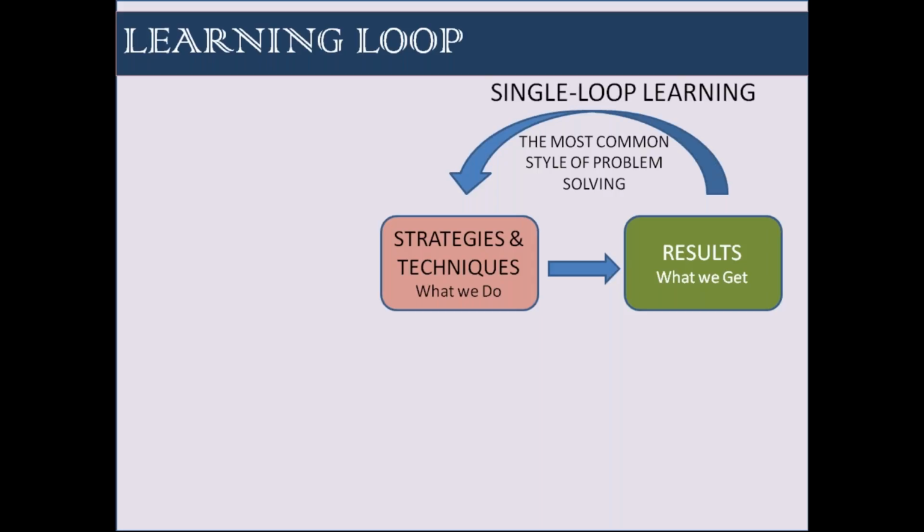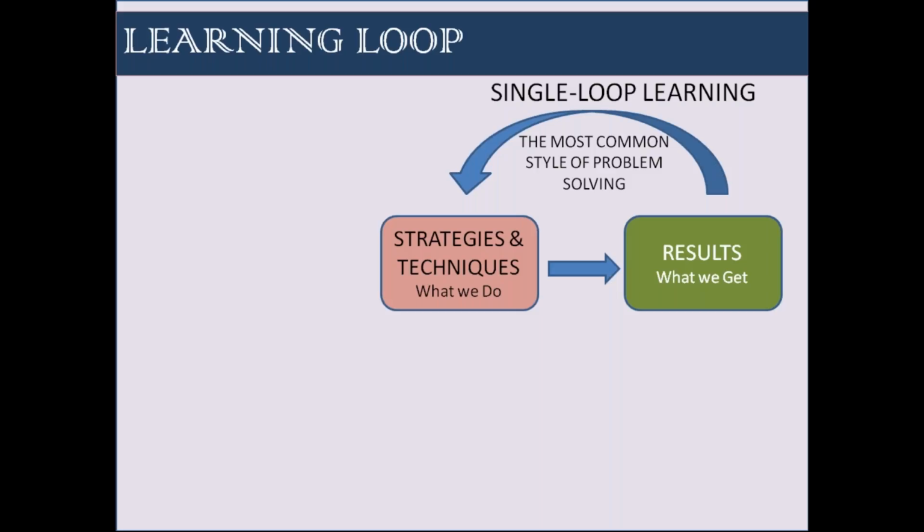So for example, you might have a plan to achieve more customer satisfaction. So you execute the plan, you check the results. If the results have not achieved the amount of customer satisfaction that you wanted, then you change the plan and then execute it again. So this is typically a single loop learning.